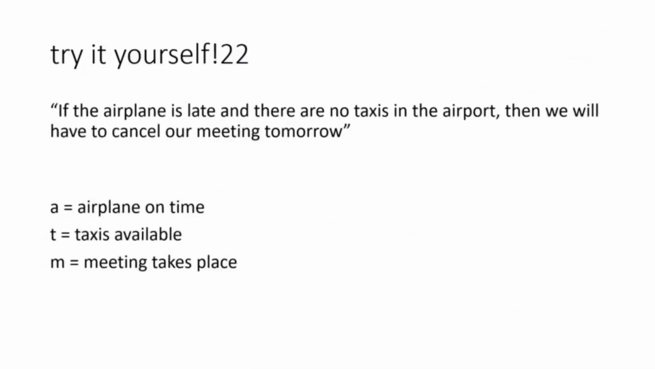A second example is a scenario: if the airplane is late and there are no taxis at the airport, then we'll have to cancel our meeting tomorrow. What you need to do is construct a logic diagram where A is airplane on time, T is when a taxi is available, and M is meeting takes place.